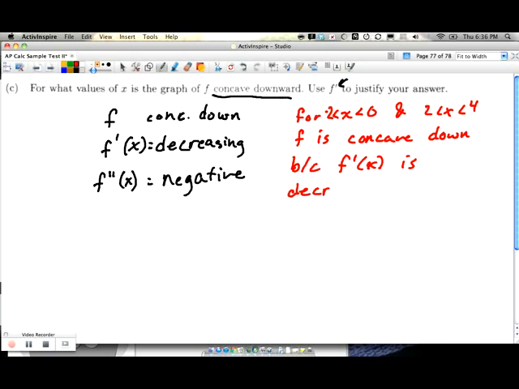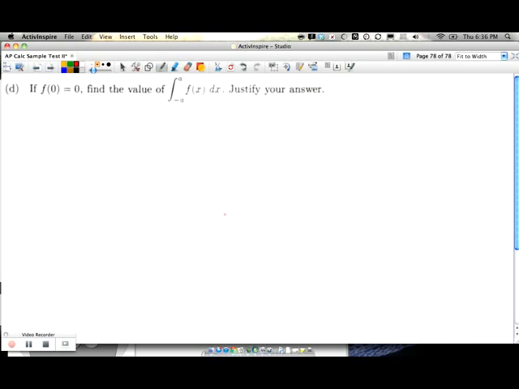If f of 0 equals 0, find the value of the integral from negative a to a of f of x dx. Well, assuming a is between negative 4 and 4, because that's our domain. We can't really go outside that domain, otherwise we couldn't do this. Well, if f of 0 equals 0, let's go ahead and take a picture of our original function here.